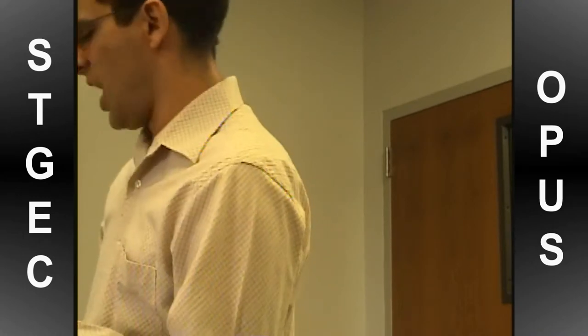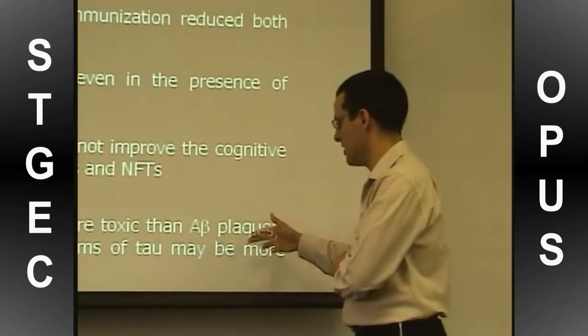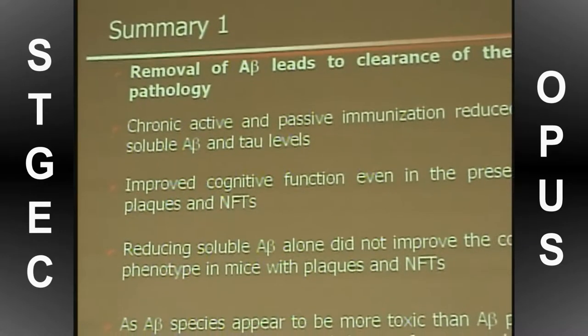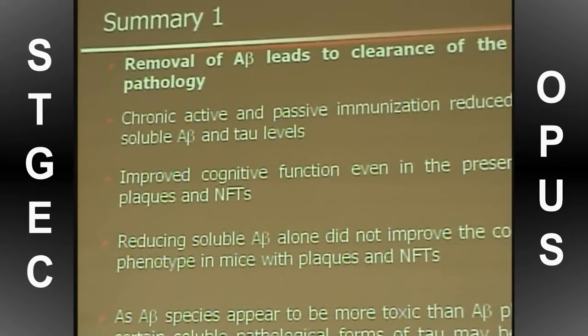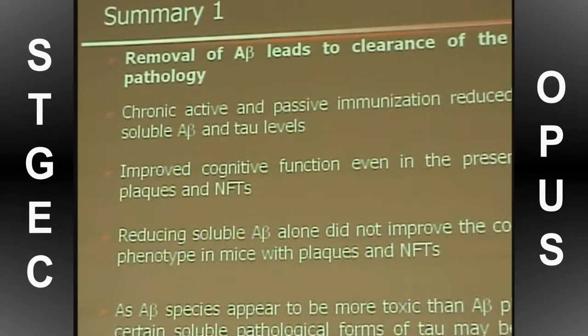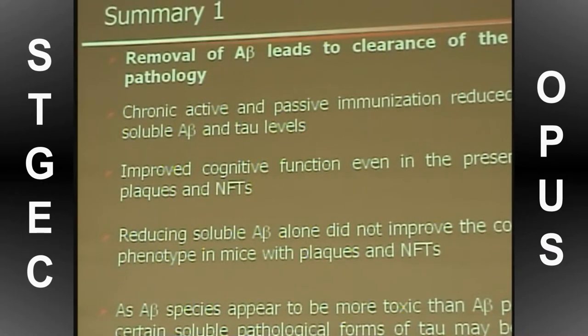And we showed that reducing soluble A-beta alone did not improve the cognitive phenotype in mice with plaques and tangles. And there is strong evidence in the field now that some A-beta species, especially soluble A-beta species, are more toxic than these A-beta plaques. And so our data propose that similar things may happen with tau pathology. So some soluble form of tau may be more toxic, and at least in this experimental condition, we need to remove those soluble forms to improve cognition, whereas neurofibrillary tangles, the ones one finds in AD brain, seem to be less detrimental.